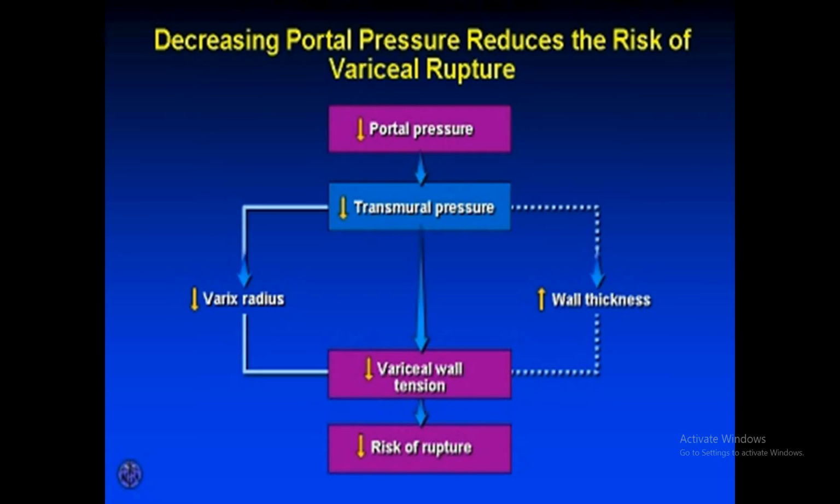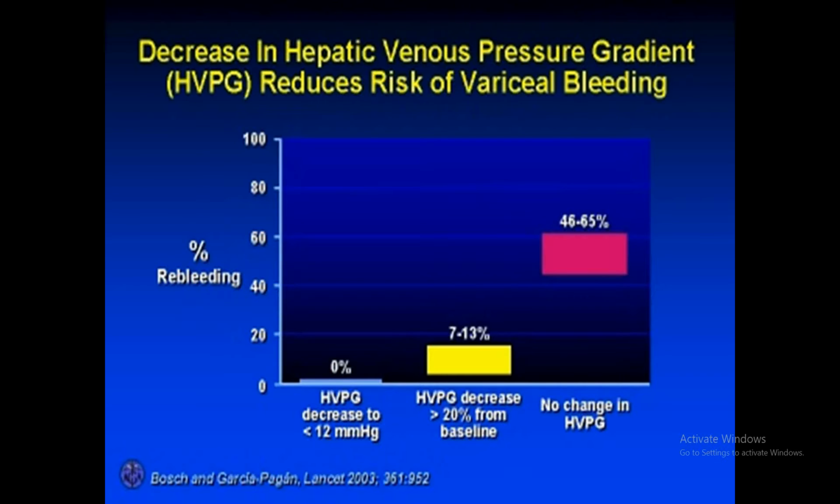In cases of the compensated type of cirrhosis, we will give drugs. For example, beta blockers like propranolol, and calcium channel blockers can be given. Nitrates can be given. Nowadays they are also using other drugs as well to reduce the pressure, and decrease the hepatic venous pressure gradient.